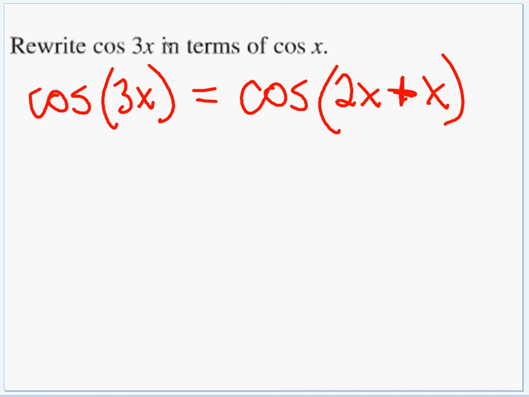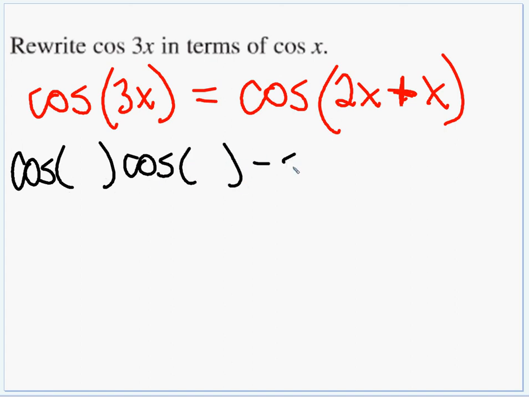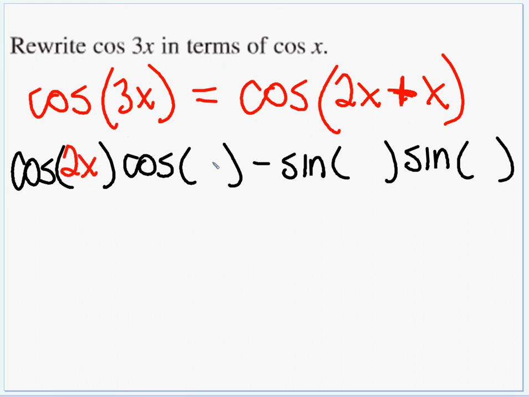Okay, we've got the cos of a sum. So that pattern is cos, cos minus sine, sine. Now remember, our end game here is everything just in terms of coses. And we put in our angles. 2x goes first, x goes next, 2x, and an x. All right. So let's start.